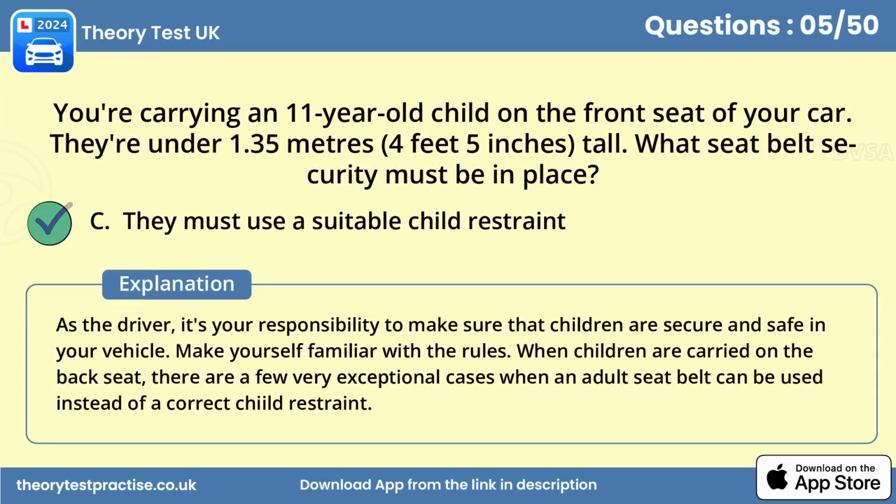As the driver, it's your responsibility to make sure that children are secure and safe in your vehicle. Make yourself familiar with the rules. When children are carried on the back seat, there are a few very exceptional cases when an adult seatbelt can be used instead of a correct child restraint.